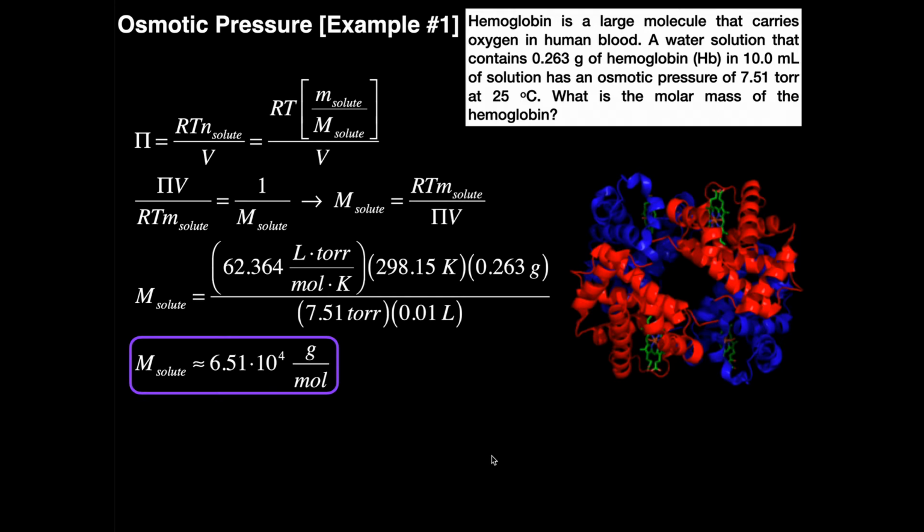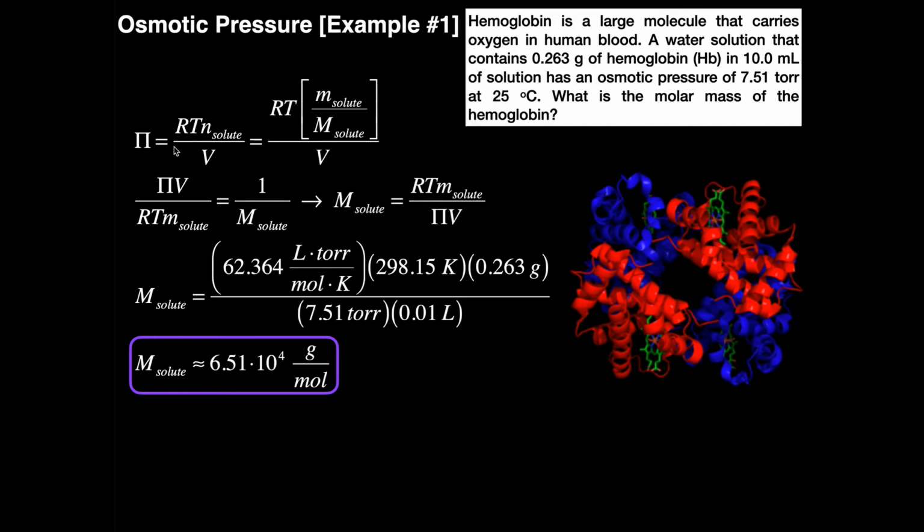In this video, we're going to be working an example problem for osmotic pressure. Now, the gist of this problem is we're going to be given an osmotic pressure, and then we're going to be asked to calculate the molar mass of the solute that's contributing to that osmotic pressure.